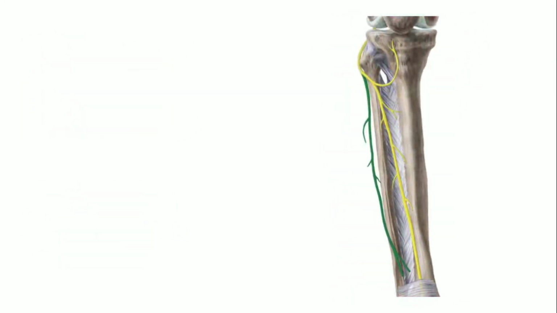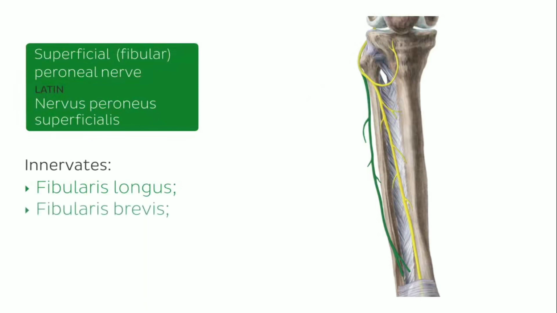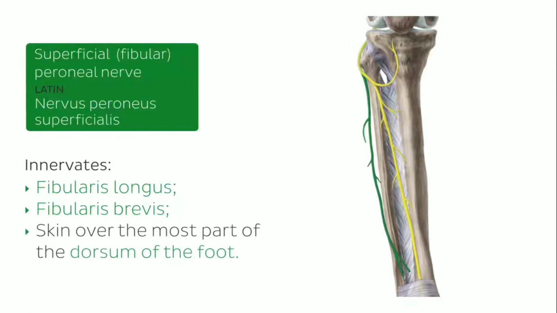The next one that we're going to be highlighting here, now we're looking at it from an anterior view. This is known as the superficial peroneal or fibular nerve. The superficial fibular nerve innervates the fibularis longus, also known as the peroneus longus, and the fibularis brevis, which we can also call the peroneus brevis muscle. And the skin over the greater part of the dorsum of the foot will also be innervated by the superficial fibular nerve, with the exception of the first web space, which is innervated by the deep peroneal nerve.